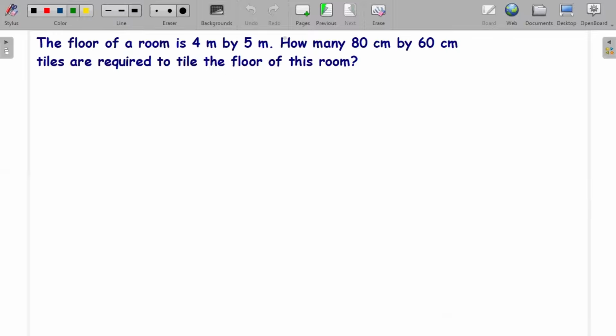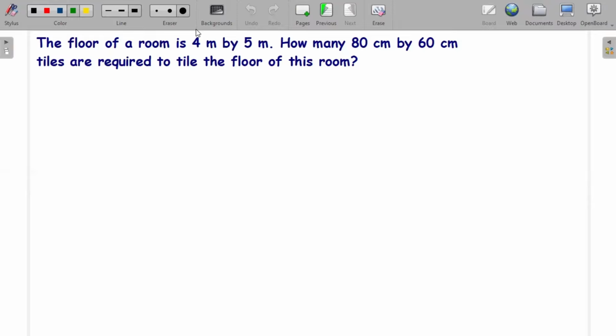Then let's look at one final example, which says the floor of a room is 4 meters by 5 meters. How many 80 centimeters by 60 centimeters tiles are required to tile the floor of this particular room?